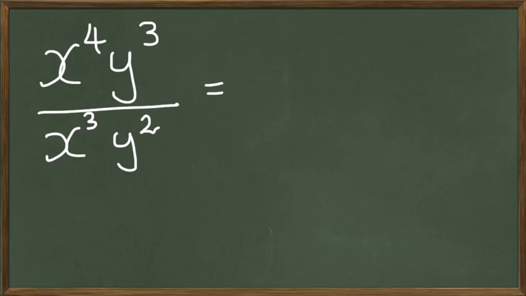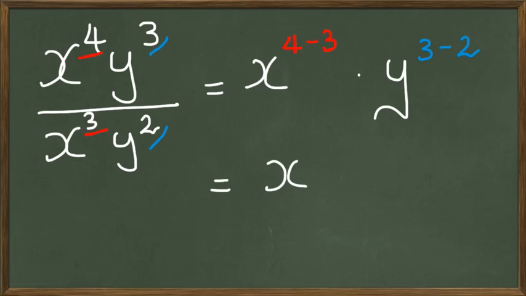Well, once again, we can expand this, or we just look at the 4 and the 3, and that's the power for x, which means we can rewrite this as x to the power of 4 minus 3 multiplied by y. Now let's have a look at the powers of y. You've got 3 and 2, so that's going to be 3 minus 2, which means our answer is going to be x to the power of 1 and y to the power of 1, which is the same thing as saying xy.